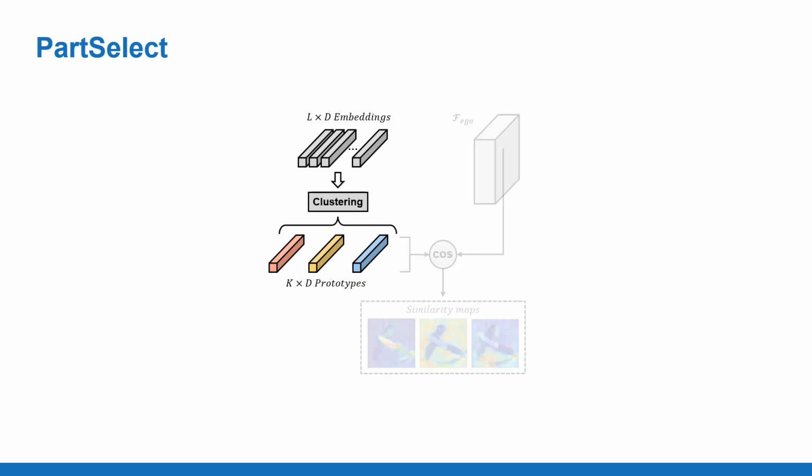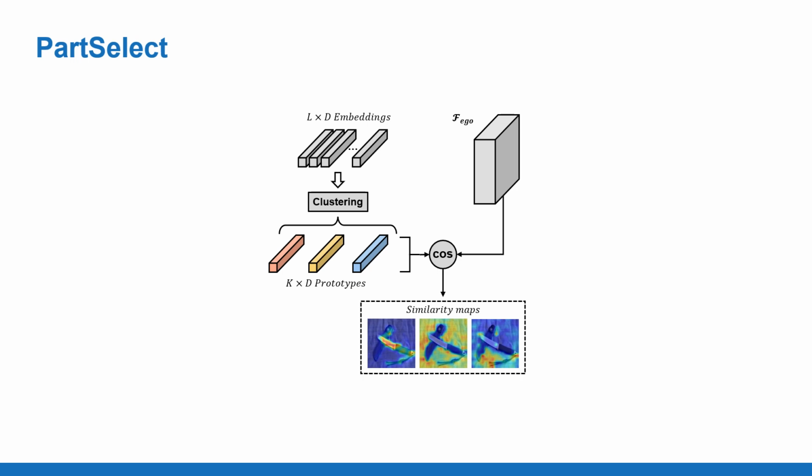PartSelect leverages the part-aware features from DINO-ViT to distinguish which prototype stands for the object part. Specifically, we first perform k-means clustering to get k compact prototypes from extracted exocentric embeddings. Then, we compute the cosine distance between each prototype and the egocentric deep features to get similarity maps. Owing to the fine-grained semantic information of DINO-ViT deep features, embeddings of the same object parts bear high similarity.